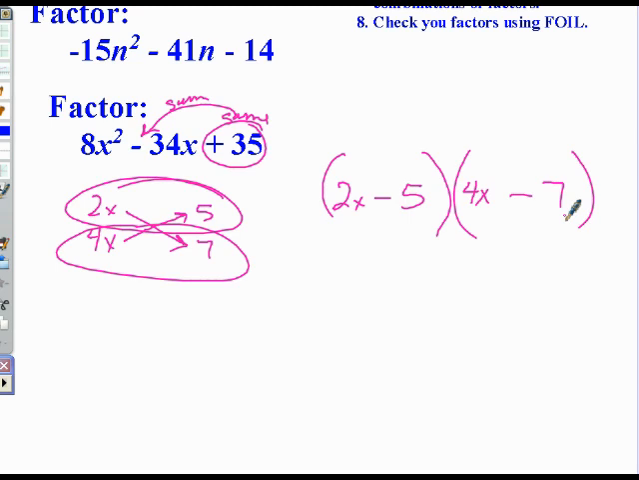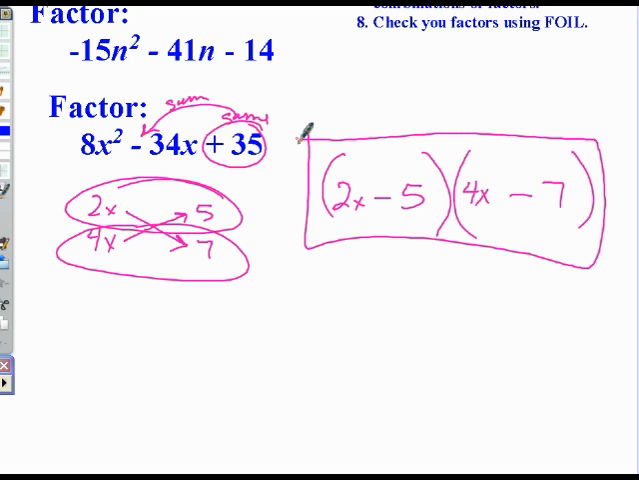And then we can check it. 2x times 4x is 8x squared. Minus 20x minus 14x is -34x plus 35. I hadn't factored anything out in the beginning, so my final answer is the quantity 2x minus 5 times the quantity 4x minus 7. So that's your AC method.